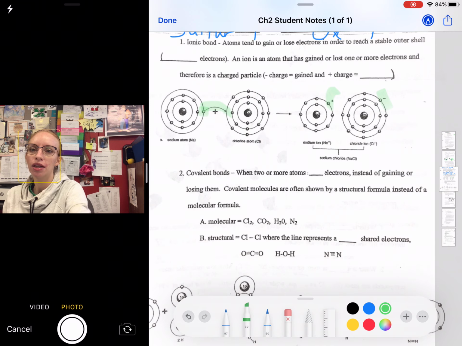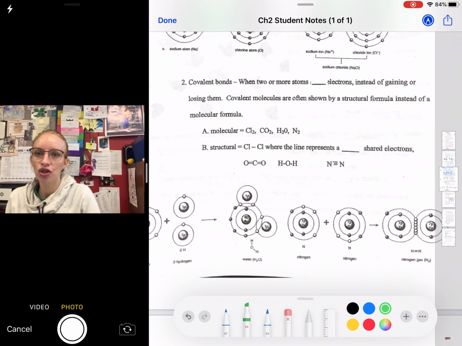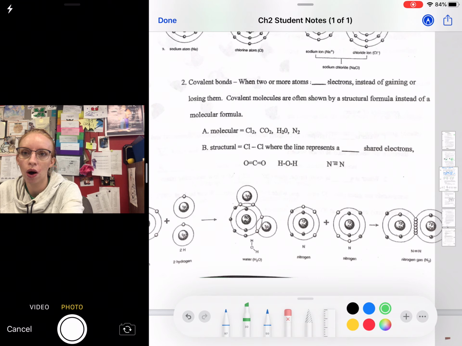In covalent bonds, 2 or more atoms share electrons instead of gaining or losing them. Covalent molecules are often shown by a structural formula instead of a molecular formula. So up above, when it was NH2, CH2, COOH, that was a molecular formula, but a structural formula is down below. It shows how many bonds and what bonds where.